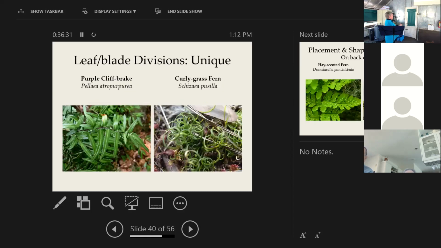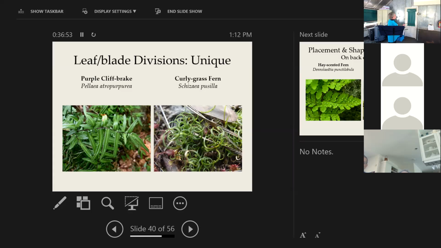Purple cliff brake, which sort of defies whether it's divided into 3 leaflets or 1 leaflet or 5 leaflets. Very odd shape. This is a fern of sweeter soils, more common in the North Carolina coastal plain, but rare here. Sorry, most common in the mountains, but not common anywhere.